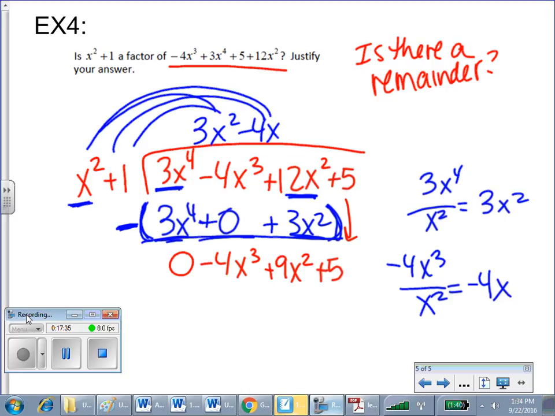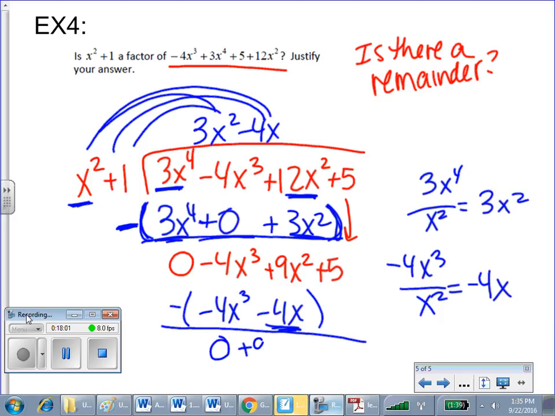Negative 4x times x squared is negative 4x cubed. Negative 4x times 1 is negative 4x. I can't line this up with anything because there's no x term here, right? So I'm just going to keep in mind that I can't combine this with anything. Negative 4x cubed minus negative 4x cubed is 0. 9x squared has nothing to be combined with, so it's just 9x squared.